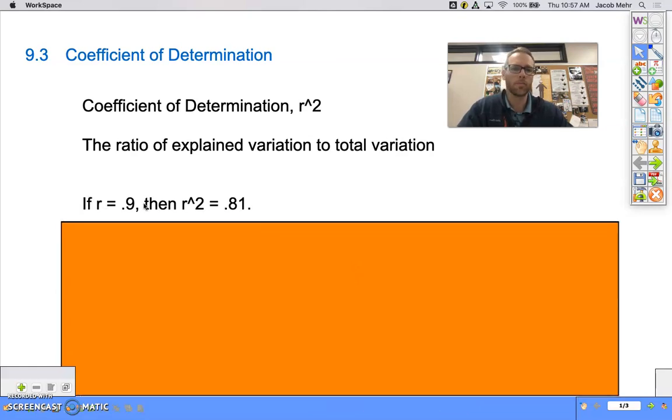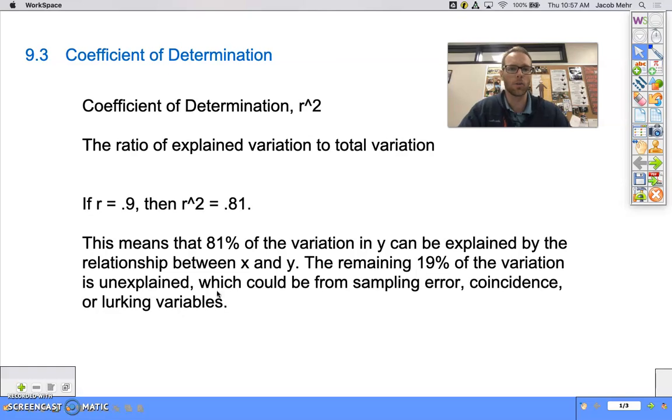So for example, if the correlation coefficient R is 0.9, then R squared would be 0.81, right? If I take 0.9 and square it, I get 0.81. How do we interpret that? That's what's really nice about this, it gives us a really nice interpretation. If R squared, the coefficient of determination, is 0.81, we can say that 81% of the variation in the Y values can be explained by the relationship between X and Y. So it gives us a pretty good statement there.